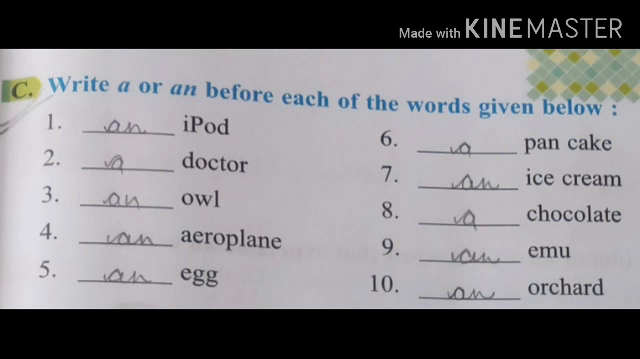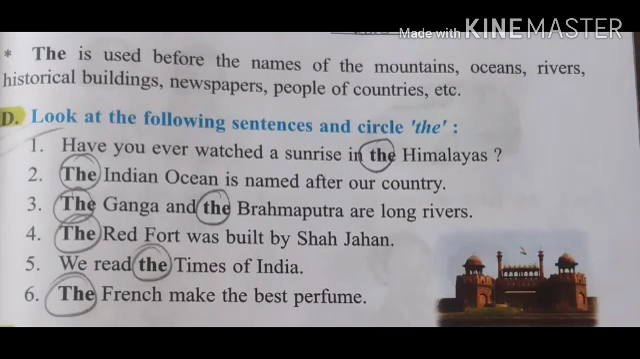Okay, now let's go to exercise D. Look at the following sentences and circle the. See my dear students, here the is given in bold letters, so you have to circle them. Have you ever watched a sunrise in the Himalayas? The Indian Ocean is named after our country. The Ganga and the Brahmaputra are long rivers. The Red Fort was built by Shah Jahan. We read the Times of India and the French makes the best perfume.